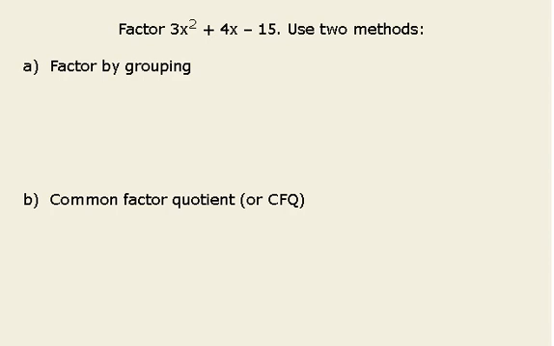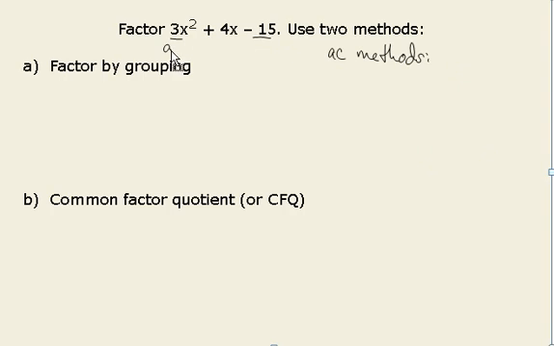We're supposed to factor 3x squared plus 4x minus 15 using two different methods: the factor by grouping method and the common factor quotient, or CFQ, method. Both of these methods are called AC methods, because they both depend on looking at the product AC.